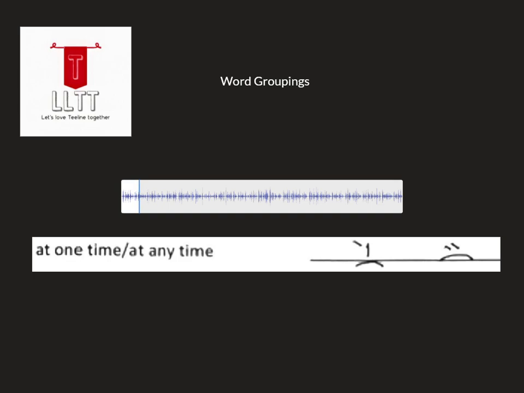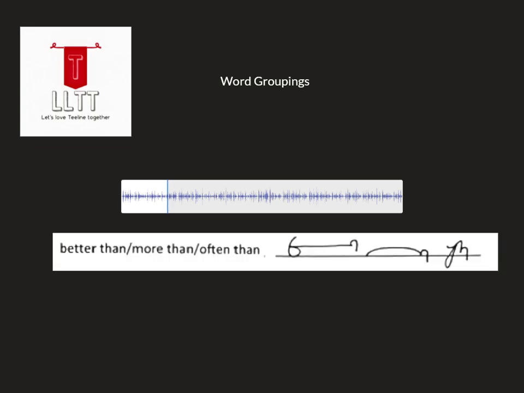So we're using the figure 1 there, and in this case it's not necessary to circle the 1 because it's part of the grouping. But I have included next to it at any time, so that you can see how important it is that the 1 looks like a 1 and is upright. Otherwise it would look like at any time, which is an at, an A for any, and the M underneath for time. Moving on to better than, I've included more than and often than, where we raise the N for the word than.